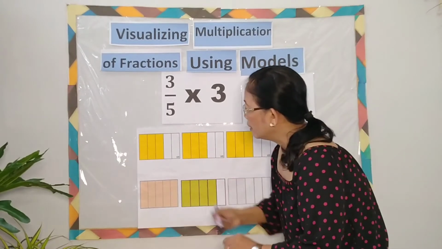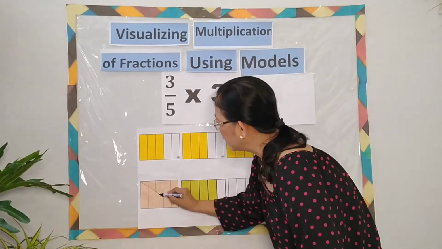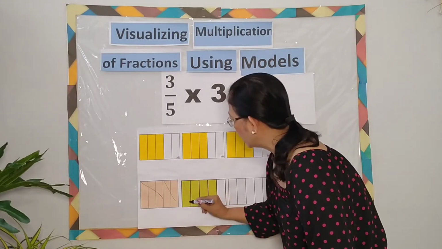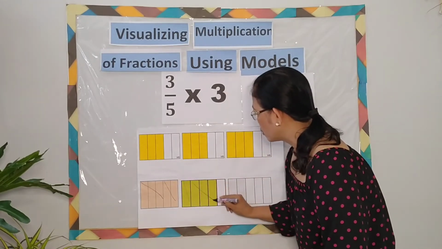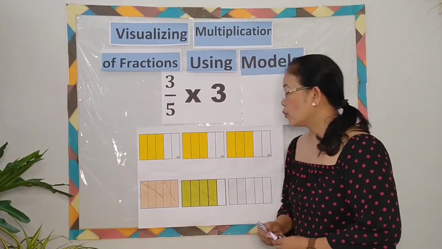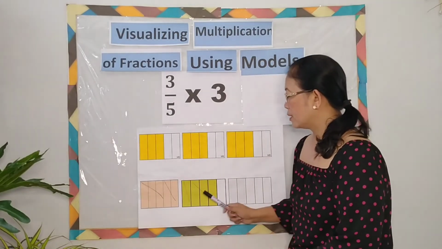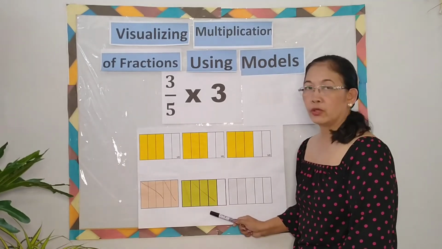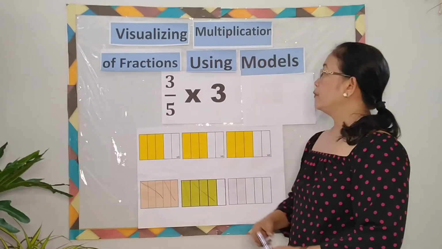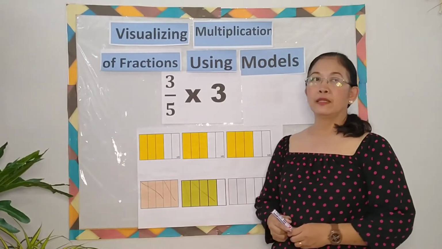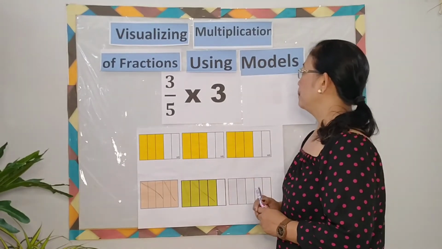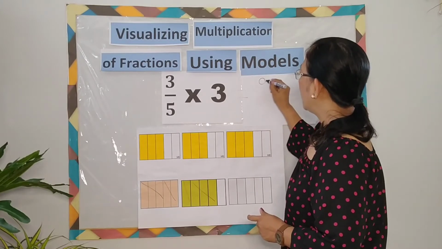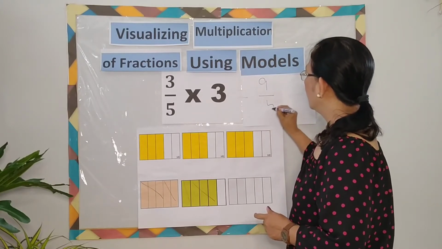So you have here, the first 3 is this one, and this 3 is this portion plus this one, and the last 3 is this portion. If you count all the shaded parts, it will give you 9/5. So if you multiply 3/5 times 3, it will give you a result of 9/5.